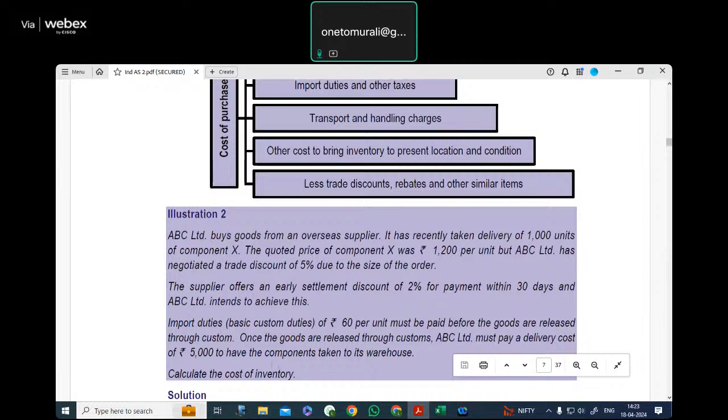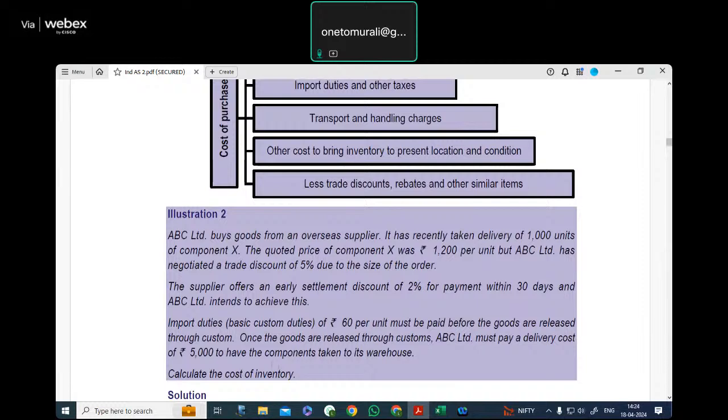ABC Limited buys goods from an overseas supplier. It has recently taken delivery of 1,000 units of component X. The quoted price of the component was rupees 1,200 per unit, but ABC has negotiated a trade discount of 5% due to the size of the order. The supplier offers an early settlement discount of 2% for payment within 30 days, and ABC intends to achieve this.